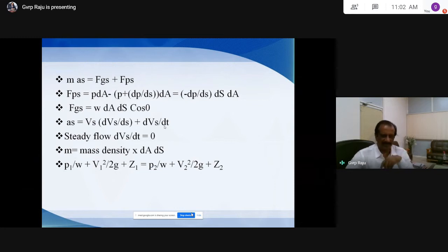So the velocity with reference to time, if you assume the fluid as steady, dVs by dt is equal to 0. So now we have the value of m here and As here. As is Vs dVs by ds, this is 0, and Fgs appears here. Use all these equations and you can get the equation here. So the resulting equation is Euler's equation, and you can do integration. So integration of the equation gives the Bernoulli's equation.